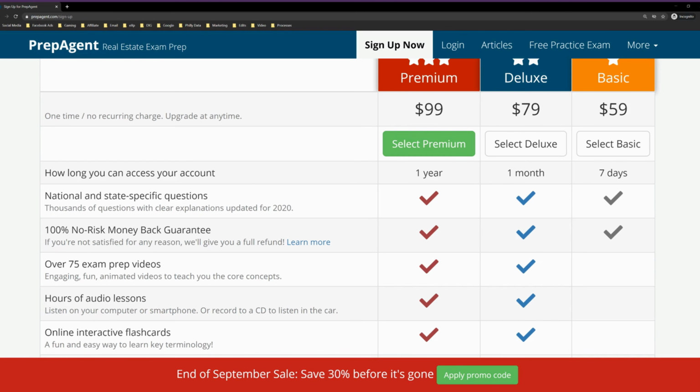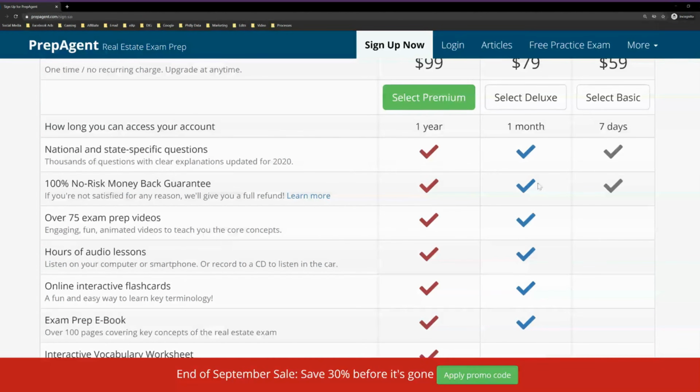Then you've got the deluxe package for 1 month. So this is what I did. I made this mistake. I purchased the deluxe package for 1 month, and then I went to take my exam and I failed. And the software expired after 30 days. So I had to go back and purchase the full 1 year. I didn't have a lot of money at the time, but I wish I would have done the full year for $99, because it would have been very much worth it.